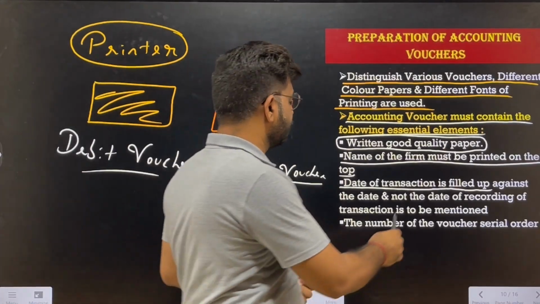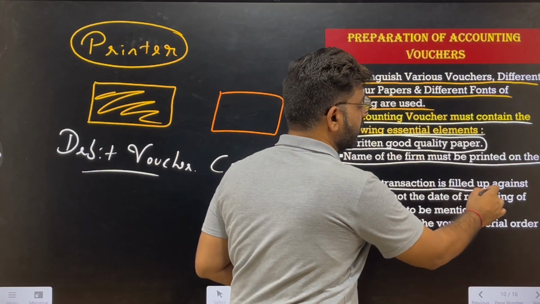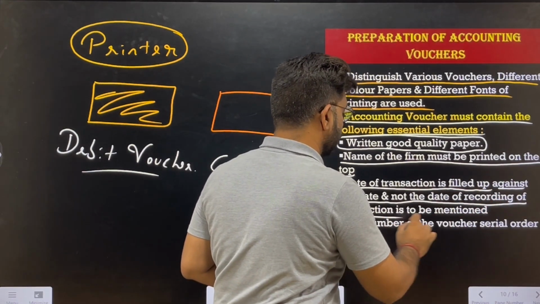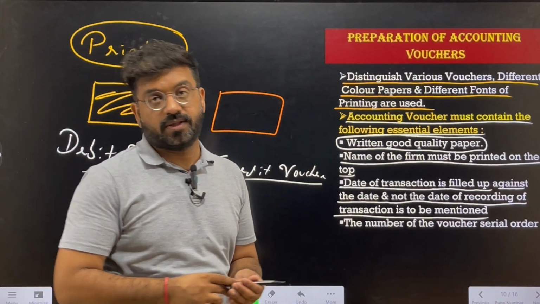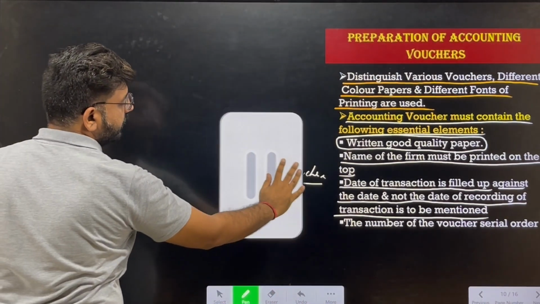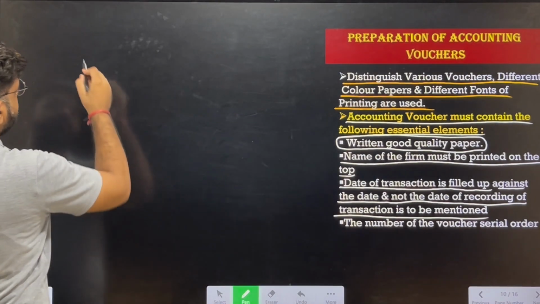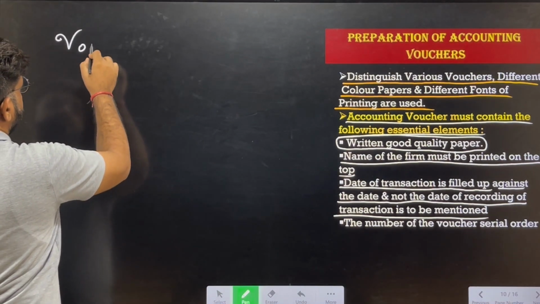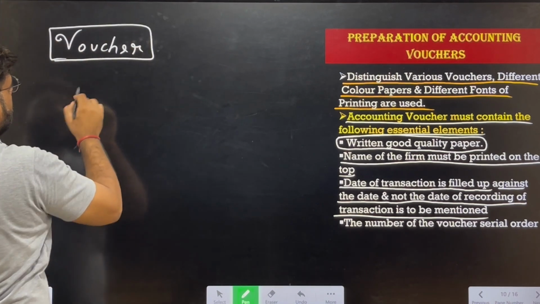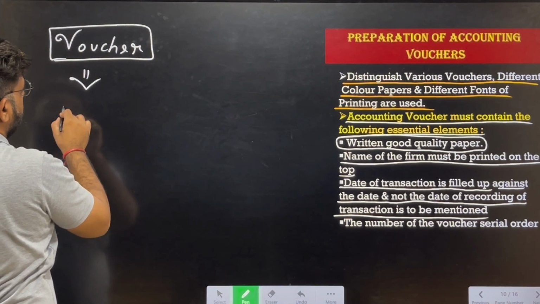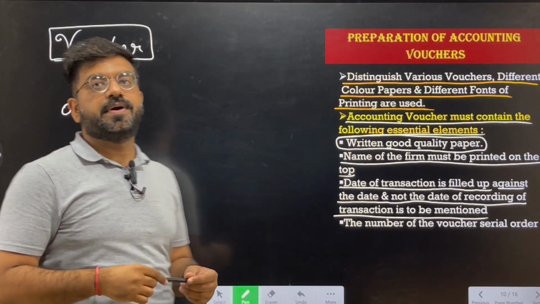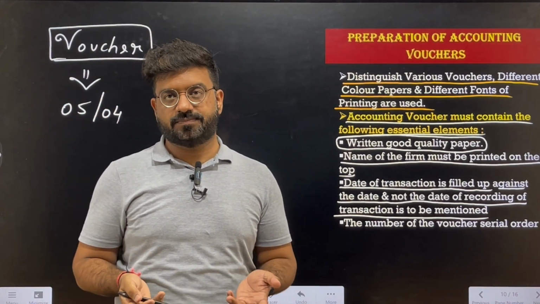Next, the date of transaction is filled up against the date, and not the date of recording of the transaction. Yes, this is very important. The question may arise, which date is to be written? Suppose this is a voucher, and this voucher got prepared on 5th of April.